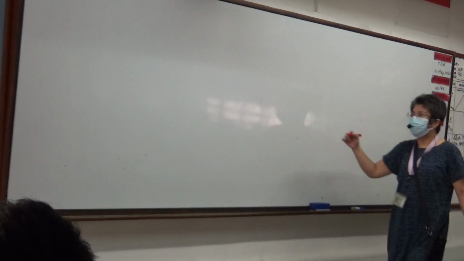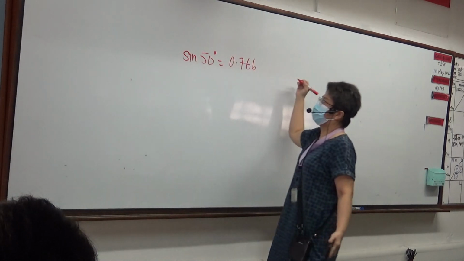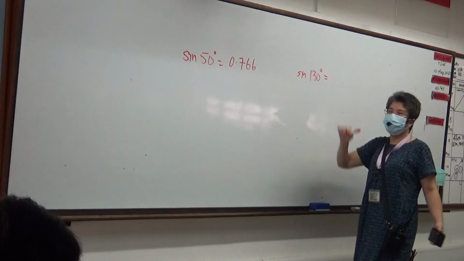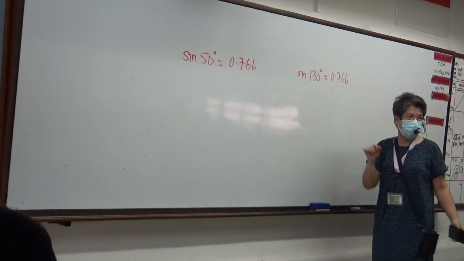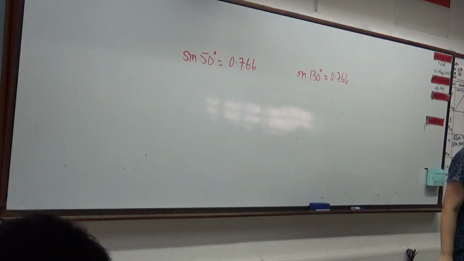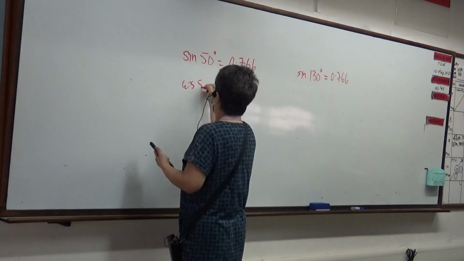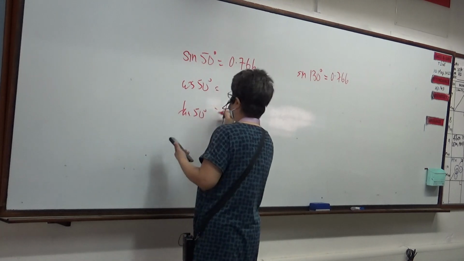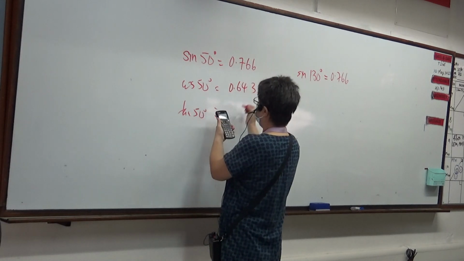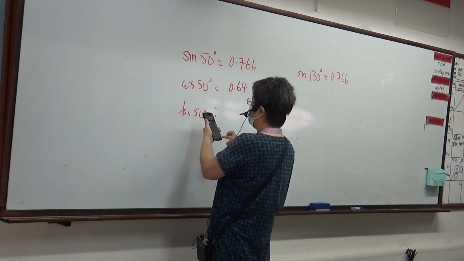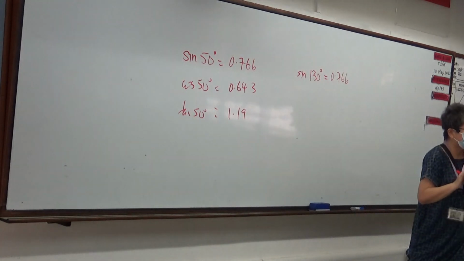Now, if I tell you sine 50 degrees is 0.766. What about sine 130? It will also be what? 0.766, right? That's why I tell you the two add up to 180. The sine is all positive, right? Okay? Now, cosine 50 is 0.643. Tangent 50 is 1.19. All positive, right? Because it's acute.